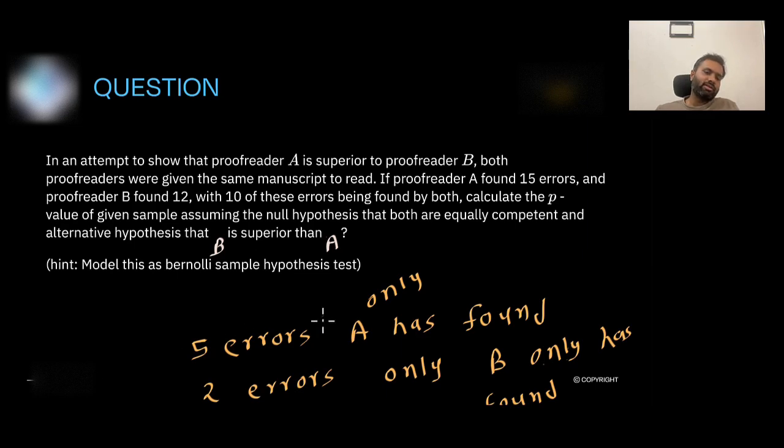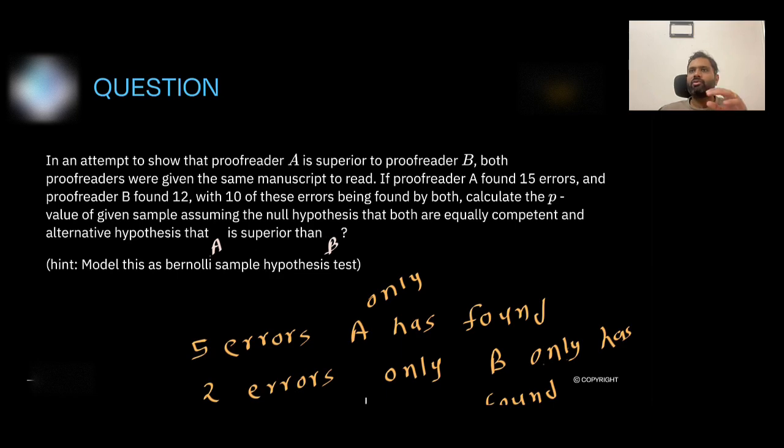So your sample is given that 5 errors have been found by A, 2 errors have been found by B. Apologies for that. Here actually A is superior to B. That should be your alternative hypothesis.